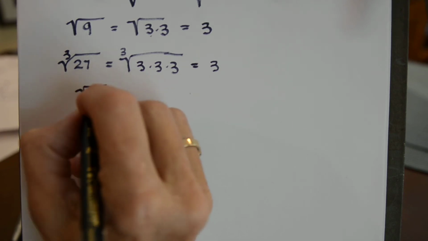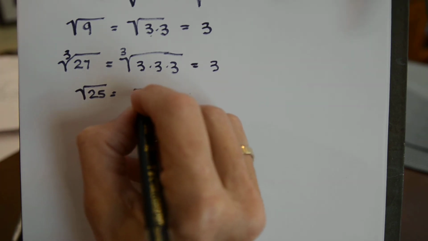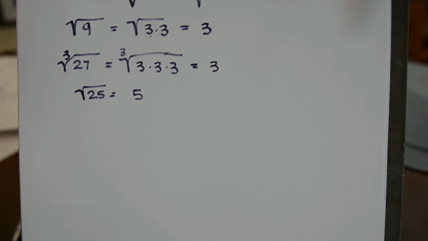What is the square root of 25? Why, it's the number 5, because 5 times 5 equals 25.